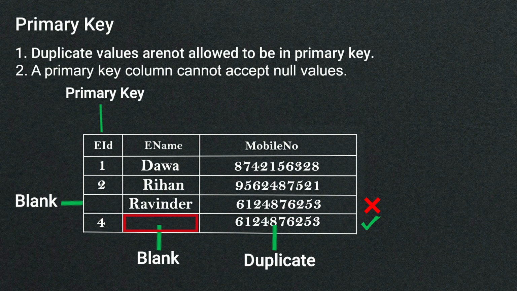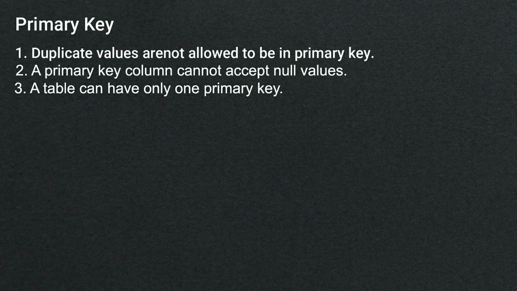Why? Why is this happening? Because in the column of employee ID we have set the primary key here, and you know a primary key column cannot accept null values. So this was the second feature, which is considered to be the most important, of primary key in DBMS. And third is, we can use only one primary key in a table, not more than one. A table can have only one primary key, not more than one.